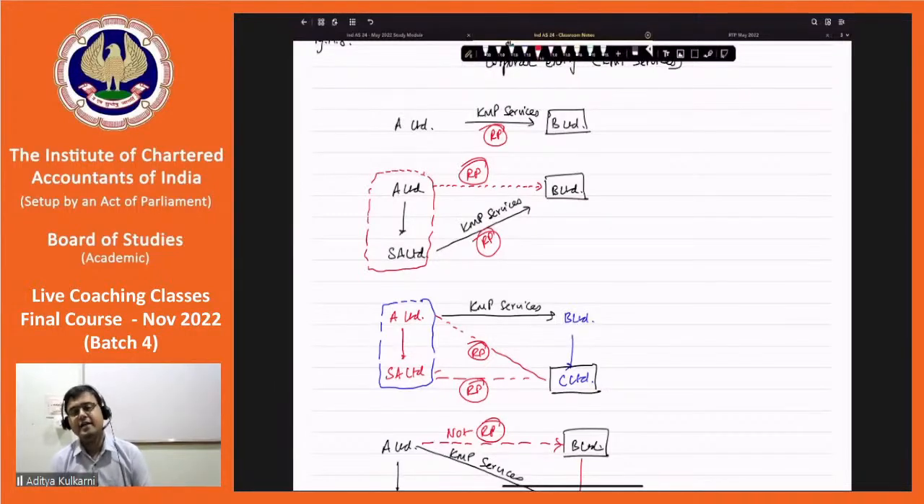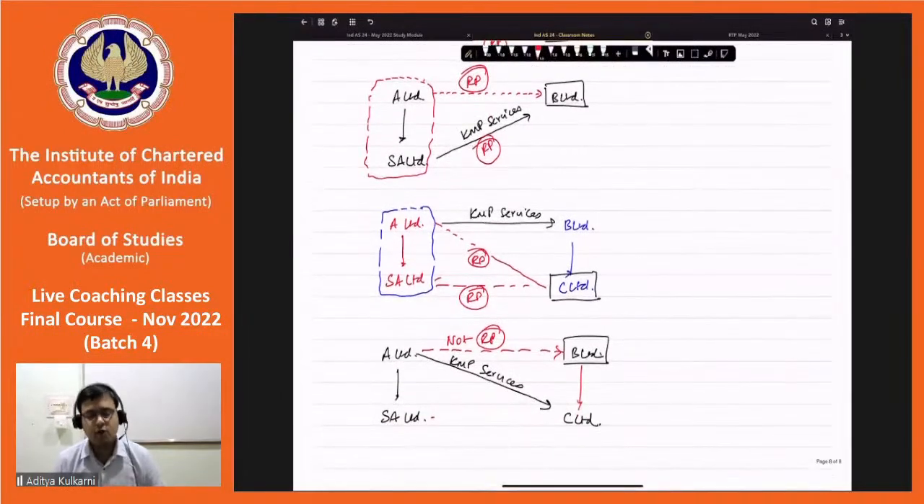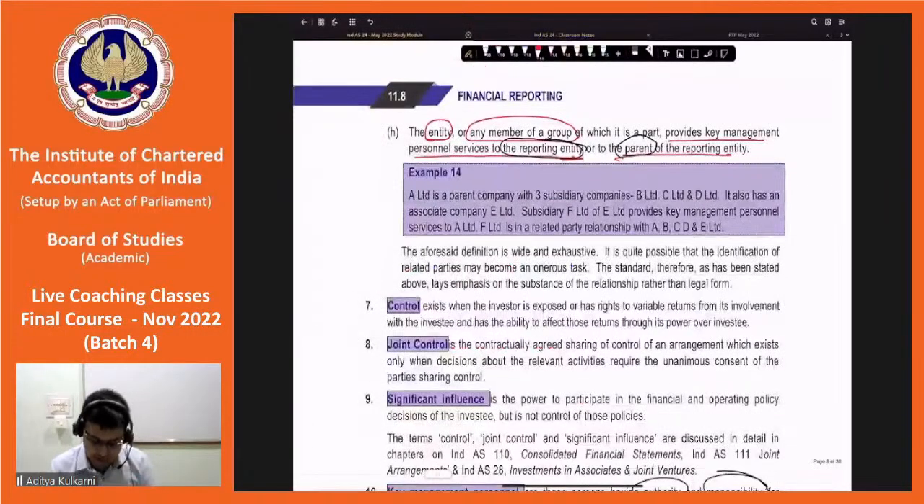KMP services provided to the parent of the reporting entity, then the entities providing the KMP services will be related to the reporting entity. If KMP service is provided to the subsidiary of the reporting entity, then there won't be any relationship between the entity providing the KMP services and the parent entity. So that should clarify it for you. All right. I think that kind of takes care of H also.